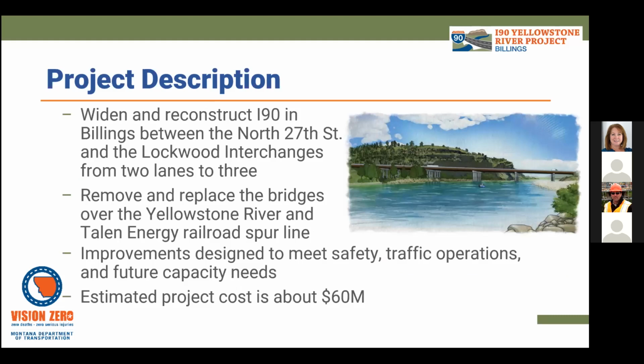So a description of the work that we're going to do. Ultimately, the goal of the project is to replace the structures over the Yellowstone River, and then provide additional capacity on the interstate. So this work will include widening the roadway from 2 lanes. There's 2 lanes out there now, right? We're going to add an additional lane. So when the project is complete, there'll be 3 lanes in both the eastbound and westbound direction.